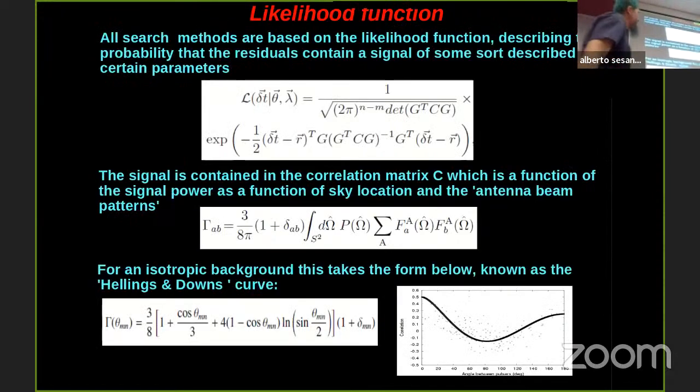I am not going to go very technical. This is just to say that we have a full Bayesian framework to detect this. In the likelihood function, in the correlation matrix between the pulsars, there is the functional form of this Hellings and Downs curve. So we are looking for this correlation in our data.